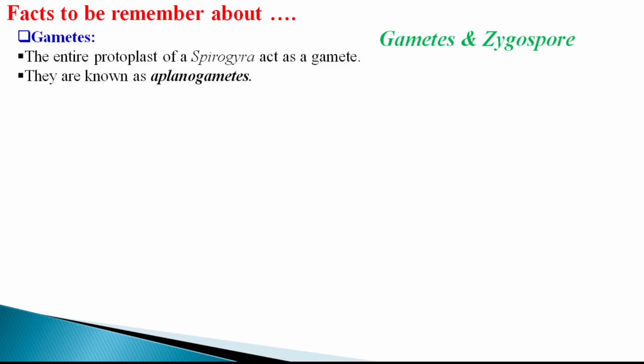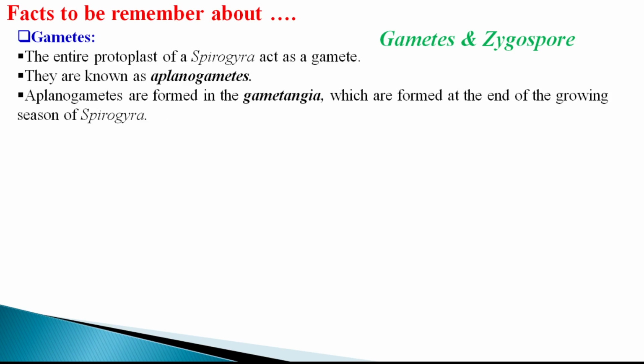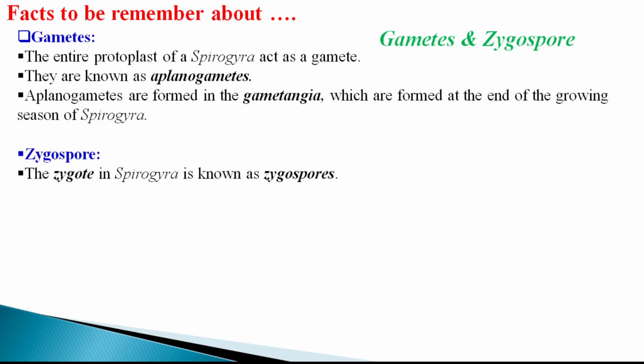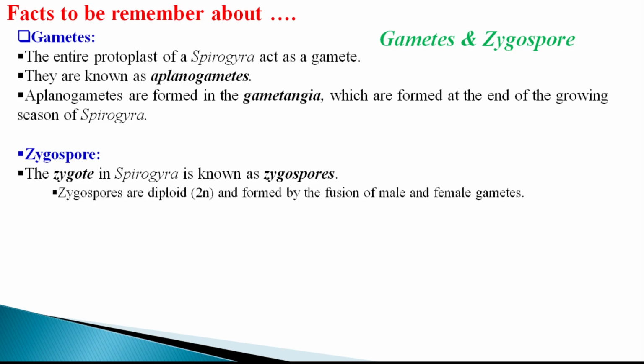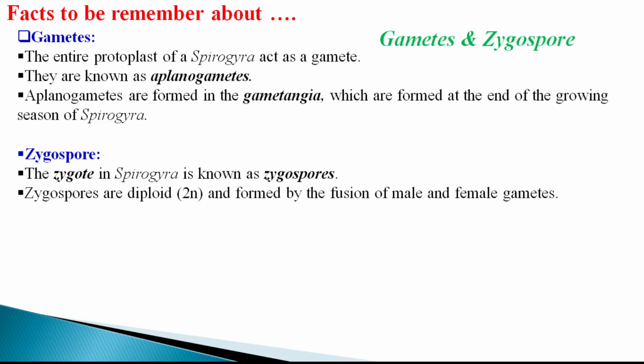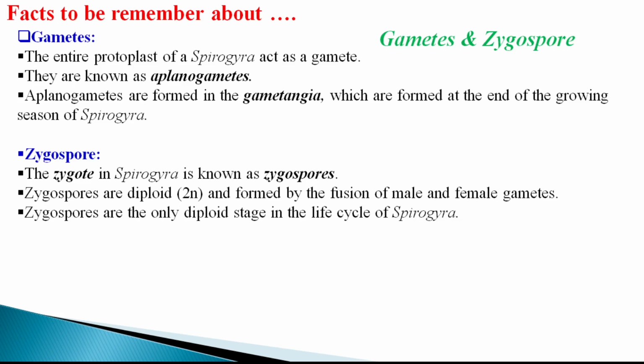They are known as aplanogametes. Aplanogametes are formed in gametangia, which are formed at the end of the growing season of a Spirogyra. Whereas zygospores, the zygote in Spirogyra, is generally known as a zygospore, and they are diploid in nature, and they are the result of the fusion of a male and female gametes. The zygospores are the only diploid stage in the life of a Spirogyra.